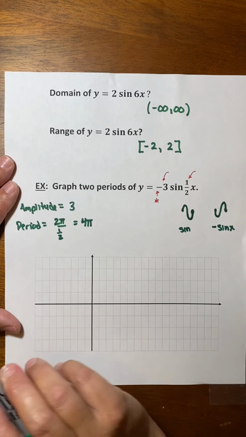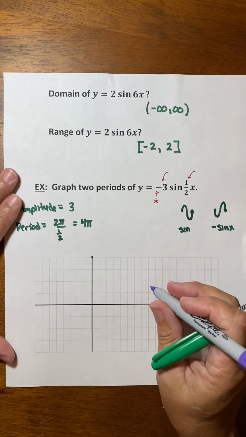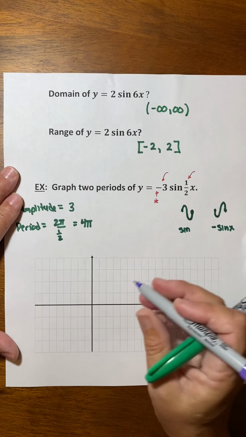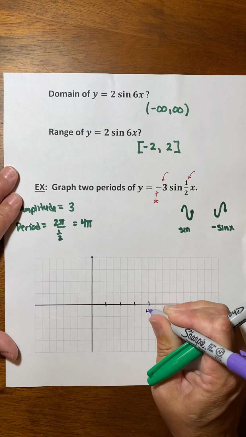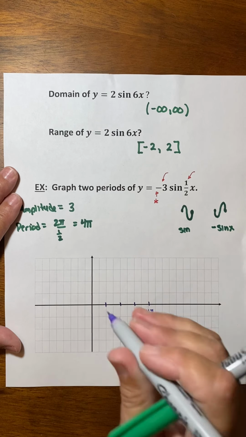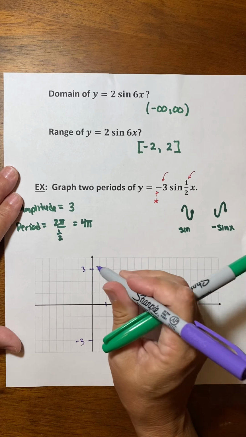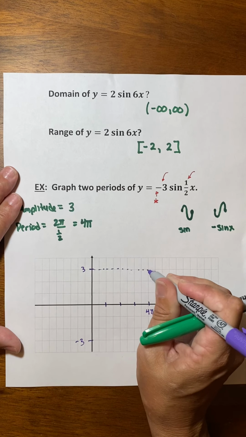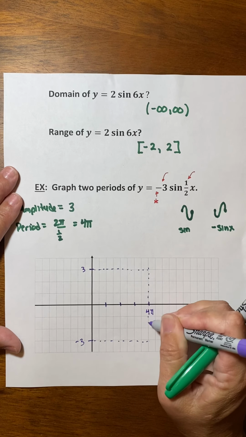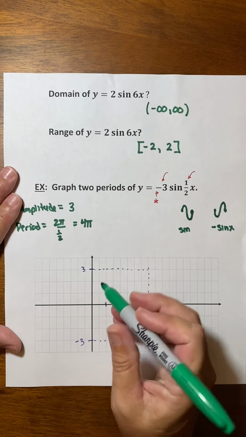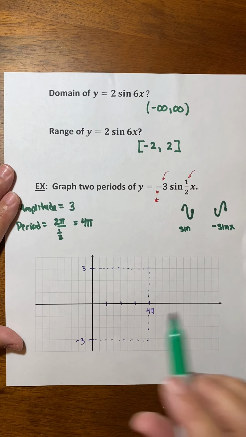All right, so the period is 4 pi, so I'm just going to do, it says 2 periods. 1, 2, 3, 4. I didn't leave very much room. 1, 2, 3. Let's call this 4 pi. Okay, and then I'm going to go up to 3 and down to negative 3. And then I'm going to imagine sandwiching one sine curve into this box nice and tightly. So if we draw our imaginary box, it's not part of the graph, but it's going to help us draw the graph.